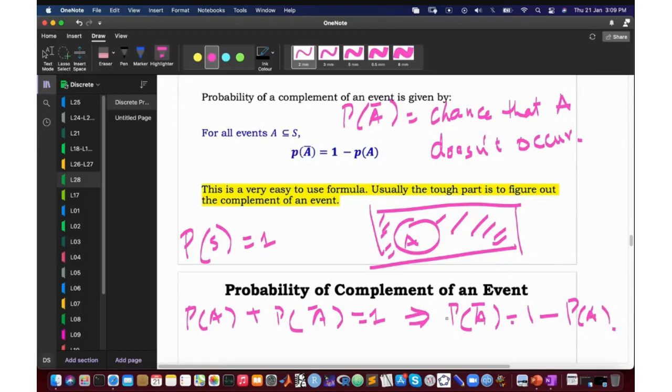So if you want to compute the probability that A does not occur, you just need to compute the probability that A occurs, and then you subtract that probability from 1. Again, it's a very easy to use formula, and the tough part is to figure out what the complement of an event means. We'll see a couple of examples.